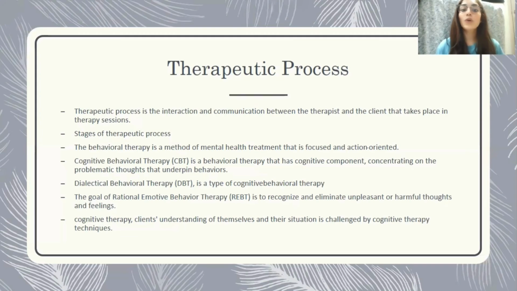People who are afraid of events or items can benefit from exposure therapy, which uses behavioral strategies to help them overcome their phobias. One of the methods includes relaxation techniques that expose people to the source of their concerns. So the next therapy will be rational emotive behavior therapy. The goal of this therapy is to recognize and eliminate unpleasant or harmful thoughts and feelings. People can then actively challenge and replace those thoughts with new ones.